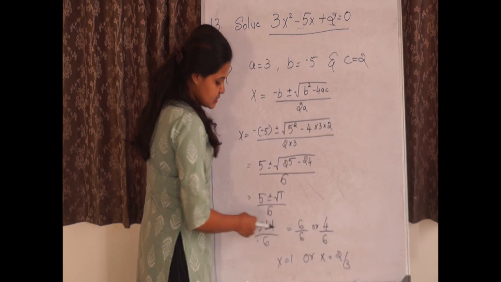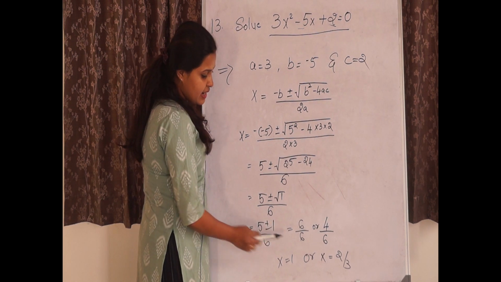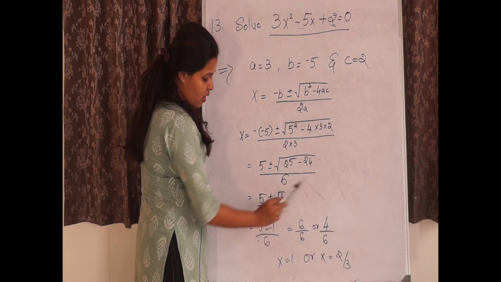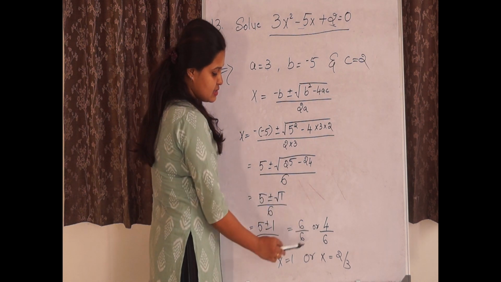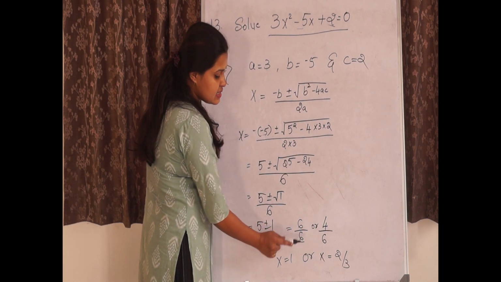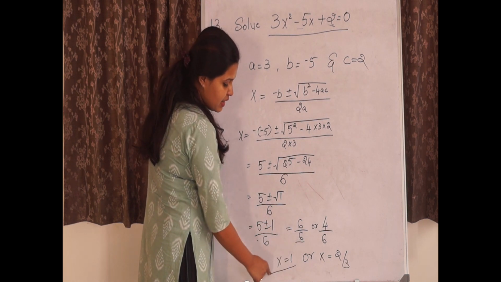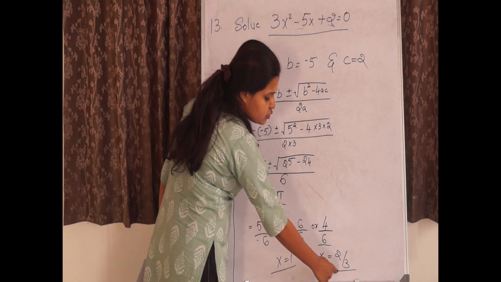Now 5 plus 1 will be 6 divided by 6, or 5 minus 1 will be 4 divided by 6. If we take the 6 by 6 value, then x will be 1. If we take the 4 by 6 value, then x will be 2 by 3.